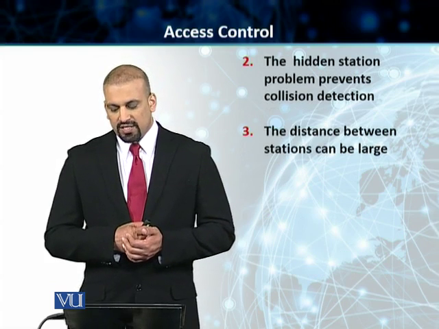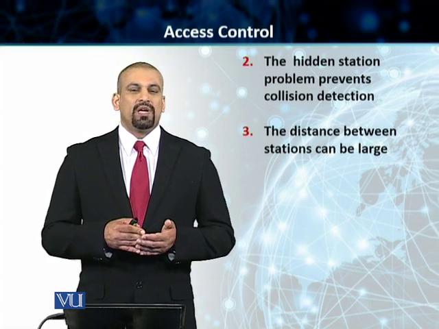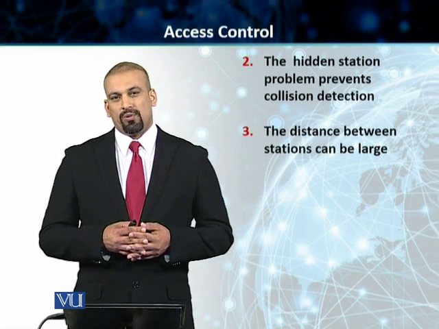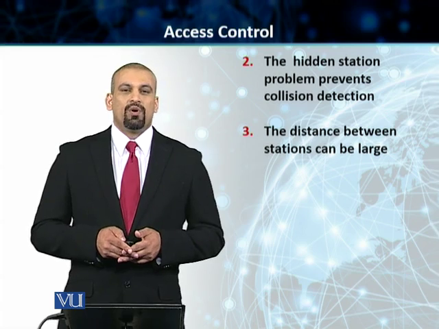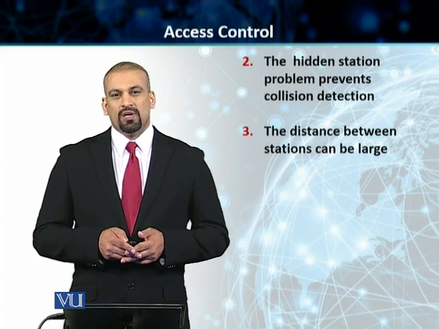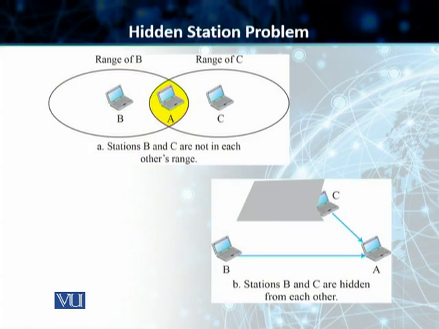So the second reason is that we have a problem that we name the hidden station problem. So let's go to the slide, and we'll try to understand this hidden station problem a little bit further. Students, what is a hidden station problem? As you can see, there are two different scenarios that we define under a hidden station problem. The first one is that in this particular case, you have three stations, B, A, and C, in the first figure on the top. And as you can see, the range of B is represented by the left-hand side oval, this one.